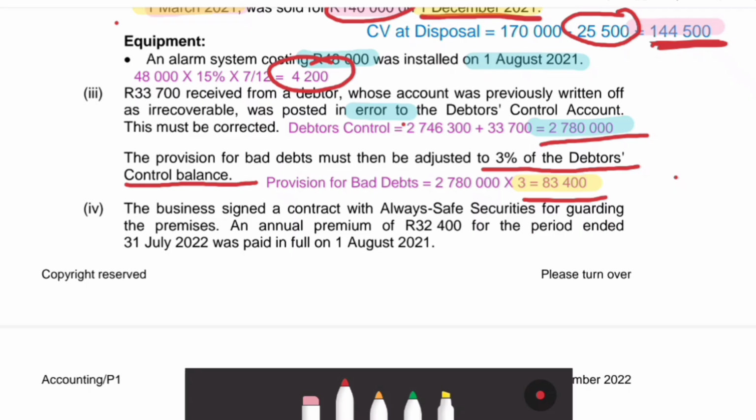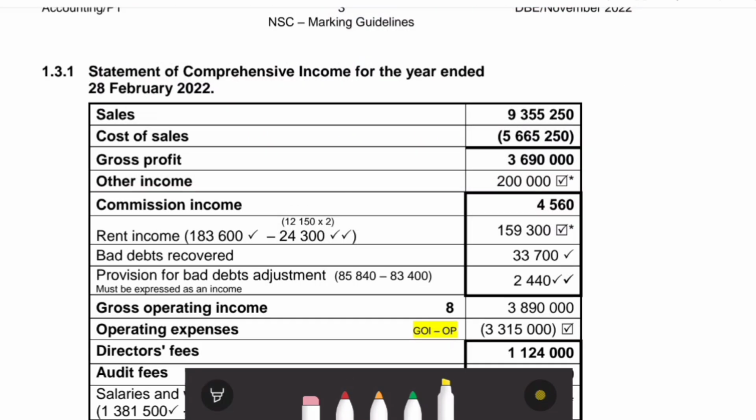It can either be an income or an expense. It's an income if what you end up with, the provision for bad debts that you end up with at the end of the financial year, is less than the one that you started off with at the beginning of the financial year. If you look here, there you have it. Our bad debts recovered, 33,700. Provision for bad debts adjustment. The adjusting amount, the one that is the difference between the provision for bad debts that we started off with and the one we ended up with, is the one that goes to the statement of comprehensive income.